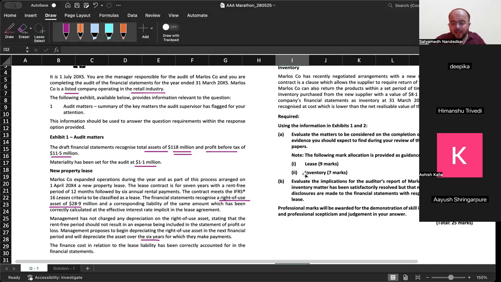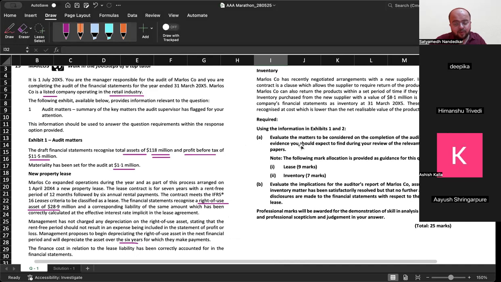Now, two things have been asked to you. One, evidence you should expect to find during your review of the relevant working papers, and evidence that you would expect to find on the audit file. Somebody has already conducted the evidence gathering process, a junior has done that work. What is your job? They have asked you, before you open the file, what all do you think should be there on the audit file? What is that ideal set of documentation that you would find on the audit file?